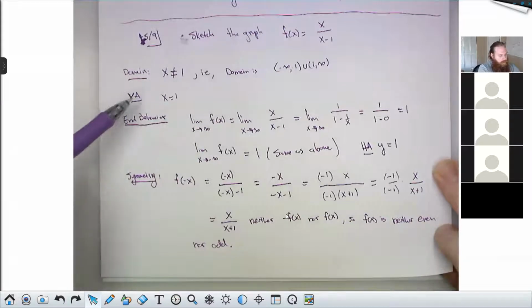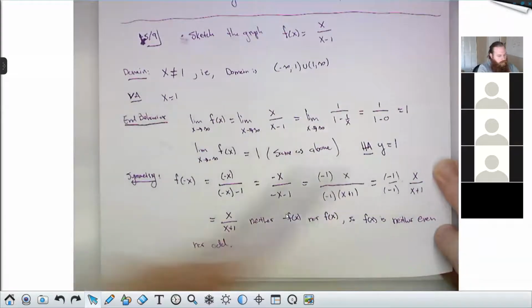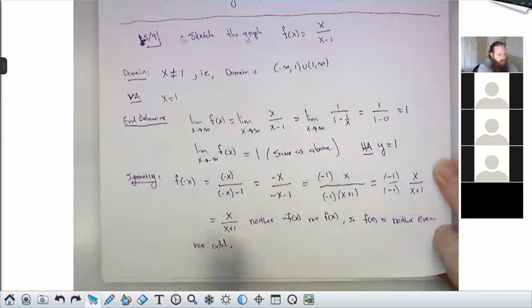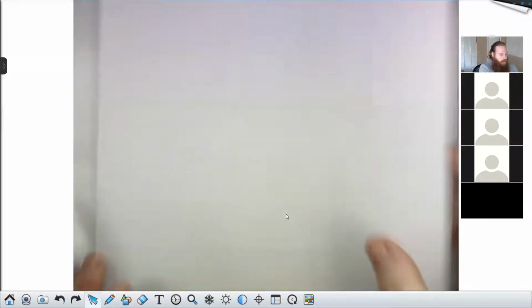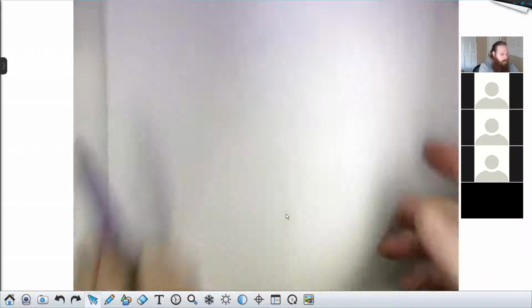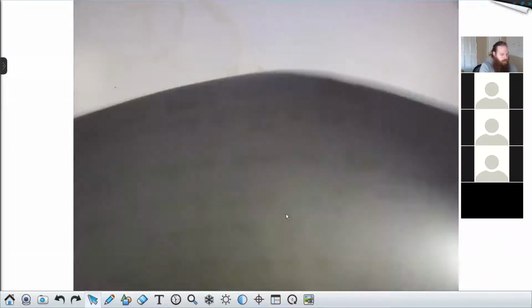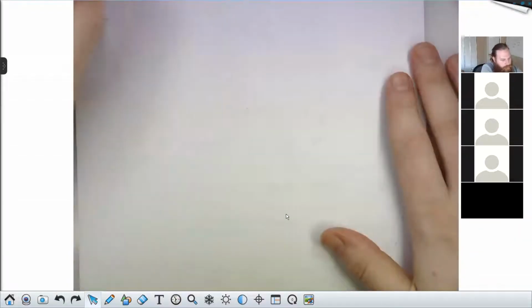So we've calculated the domain, the vertical asymptotes, the horizontal asymptote, and we've discovered that the thing doesn't have any of the obvious symmetries. Next, we need to look for intercepts, and then we're going to use the first two derivatives to get the shape of the graph.